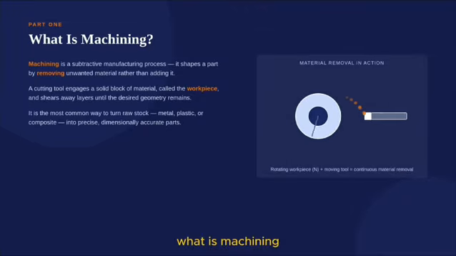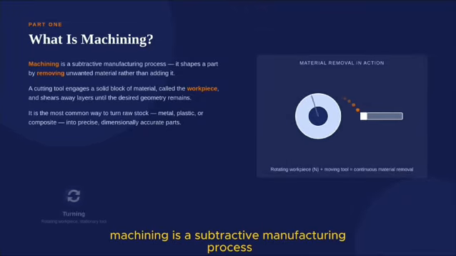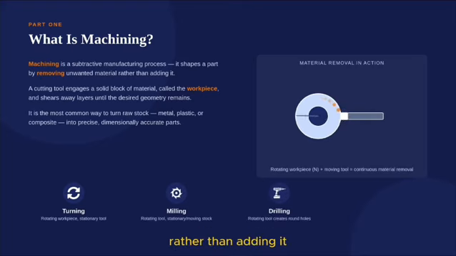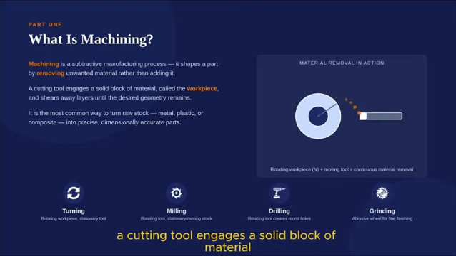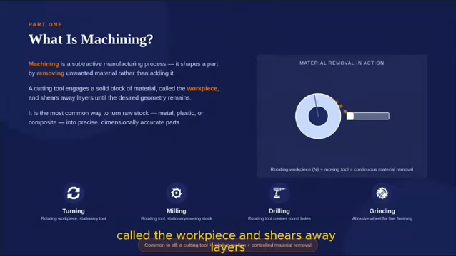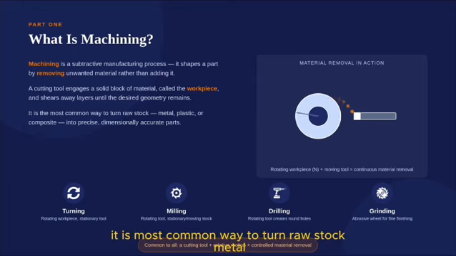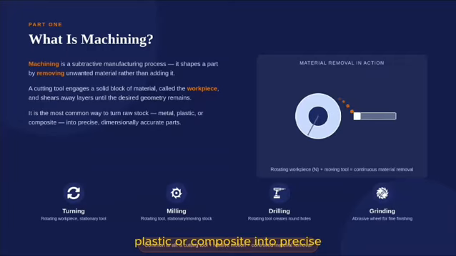What is machining? Machining is a subtractive manufacturing process. It shapes a part by removing unwanted material rather than adding it. A cutting tool engages a solid block of material called the workpiece and shears away layers until the desired geometry remains. It is the most common way to turn raw stock, metal, plastic or composite into precise, dimensionally accurate parts.